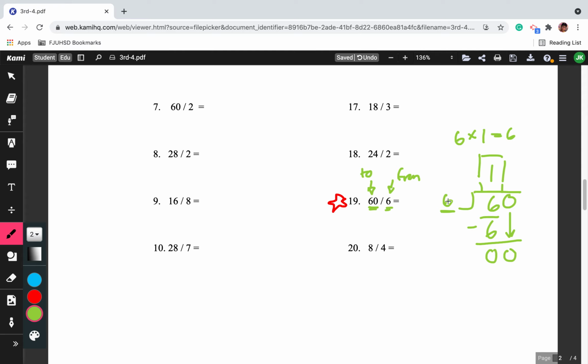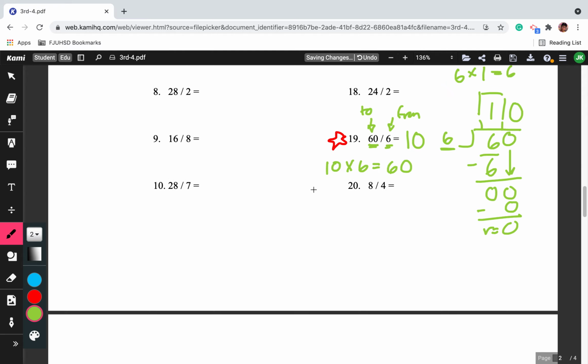So, how many times can 6 go into 0? 6 times 0 is 0. Anything times 0 will always be 0. So, 6 times 0, the product is going to be 0, and therefore the remainder is 0. And the answer will be 10. And if you want to check, 10 times 6 will be 60. Okay.